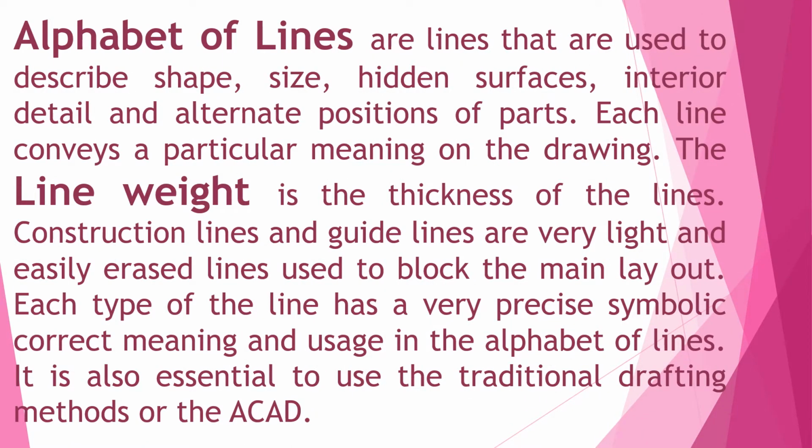Alphabet of lines are lines that are used to describe shape, size, hidden surfaces, interior detail, and alternate positions of parts. Each line conveys a particular meaning on the drawing. The line weight is the thickness of the lines. Construction lines and guidelines are very light and easily erased lines used to block the main layout. Each type of line has a very precise symbolic meaning and usage in the alphabet of lines. It is also essential to use the traditional drafting methods or the ACAD.